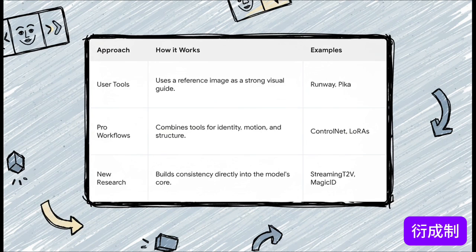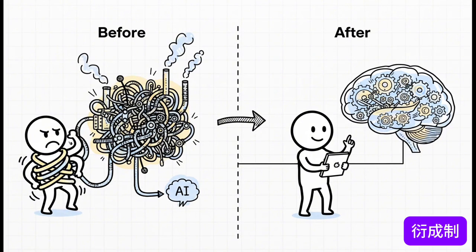First, you've got simple user tools, which are great for quick fixes like Runway's character reference. You just give it a picture to follow. Then there are the really complex pro workflows, where experts are mashing together powerful tools like ControlNet to basically force the AI to behave. But the most exciting area is new research, with models like Magic ID that are being built from the ground up to solve this problem right at the source. And that's really the key.